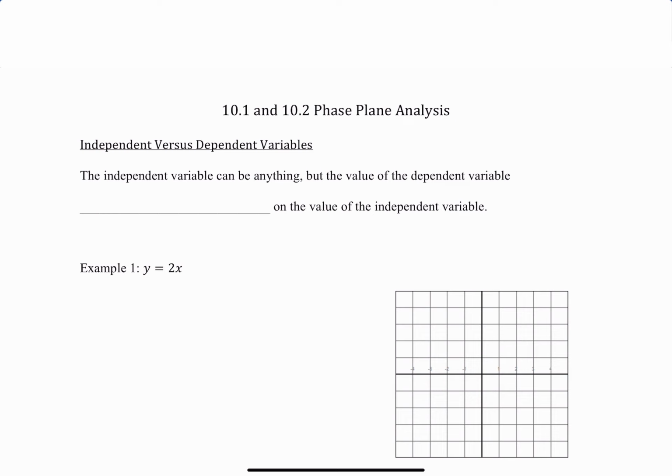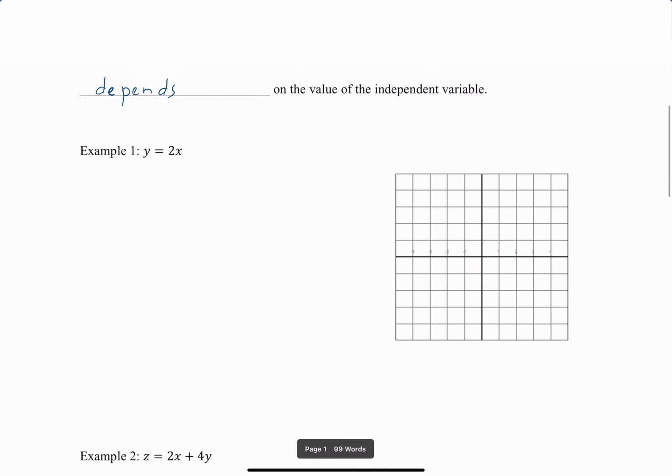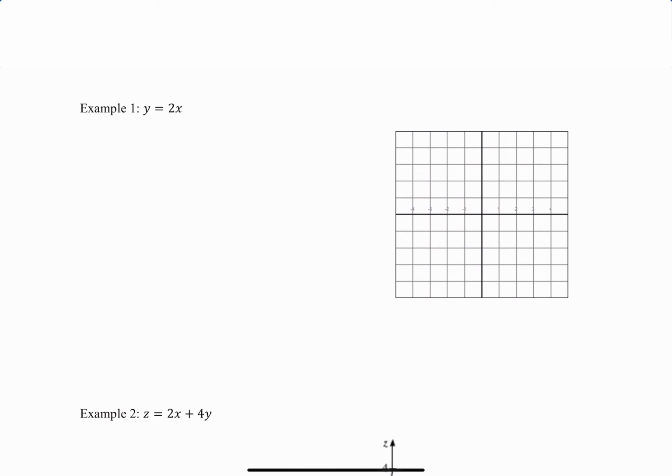The independent variable can be anything, but the value of the dependent variable depends on the value of the independent variable. That's why we call the other one the dependent variable. So for example, in the equation of the function y equals 2x, we can put anything in for x. That's the independent variable. And after we put in a value for x, we then can compute a value for y. That's called the dependent variable.